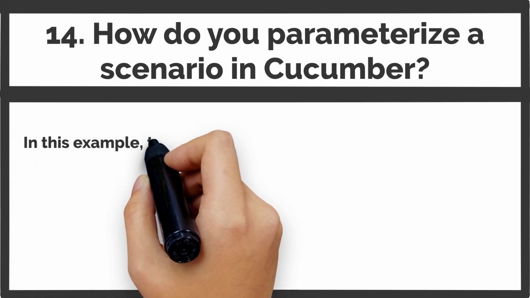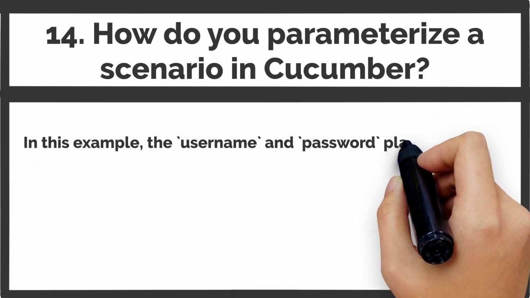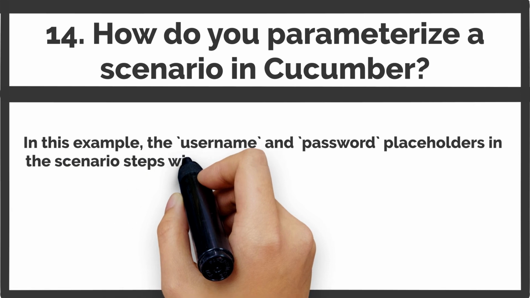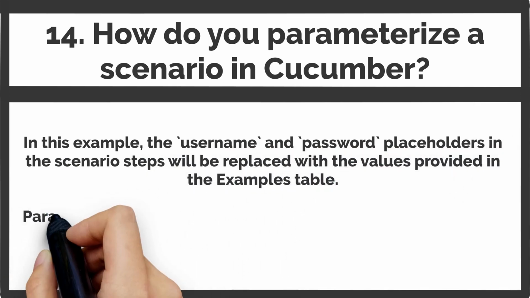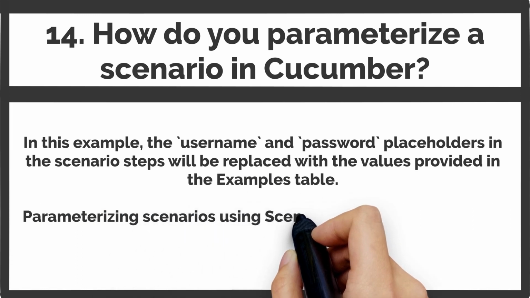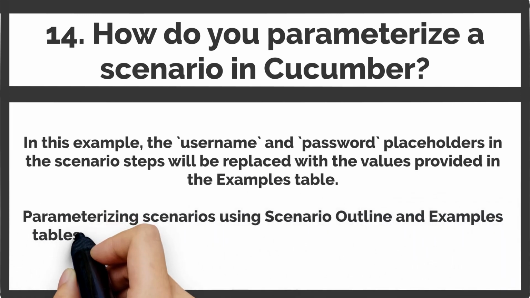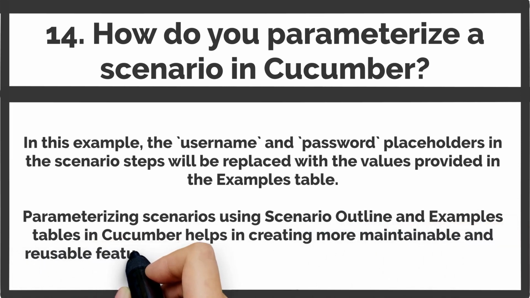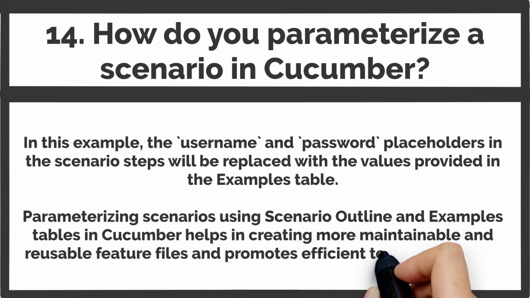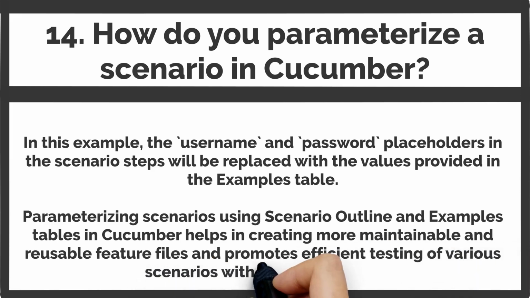In this example, the username and password placeholders in the scenario steps will be replaced with the values provided in the examples table. Parameterizing scenarios using scenario outline and examples tables in Cucumber helps in creating more maintainable and reusable feature files and promotes efficient testing of various scenarios with different inputs.